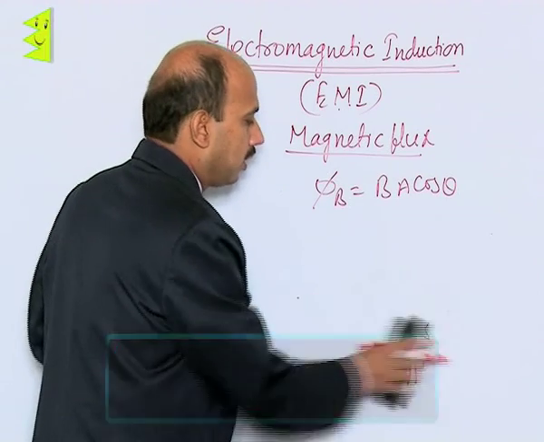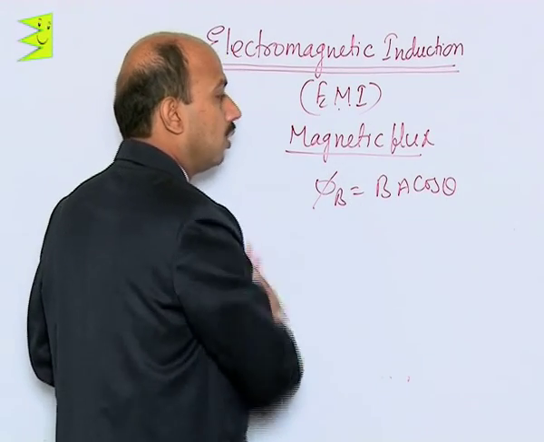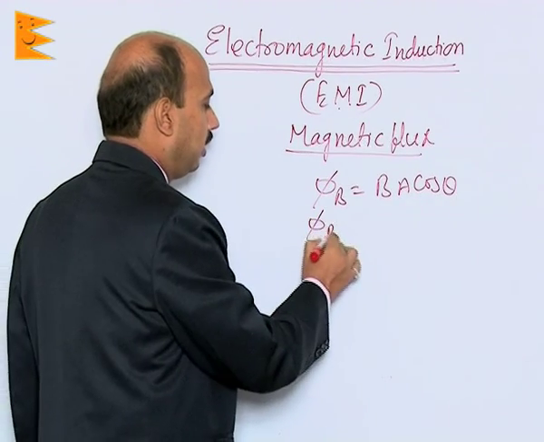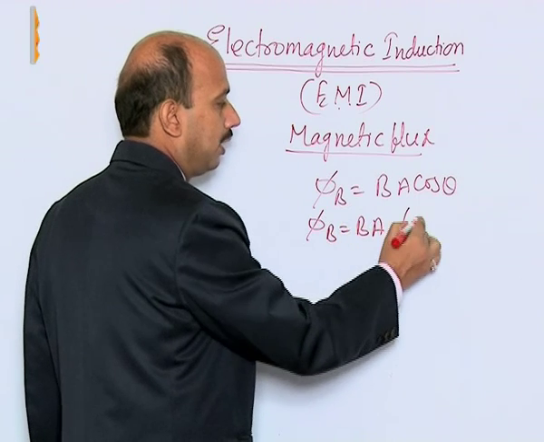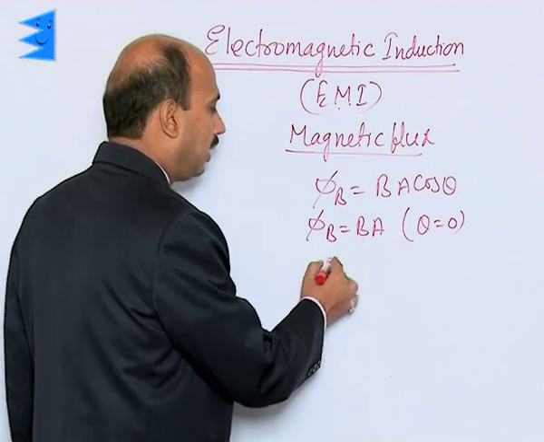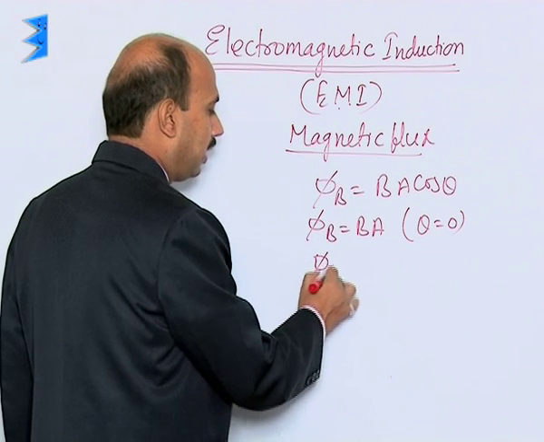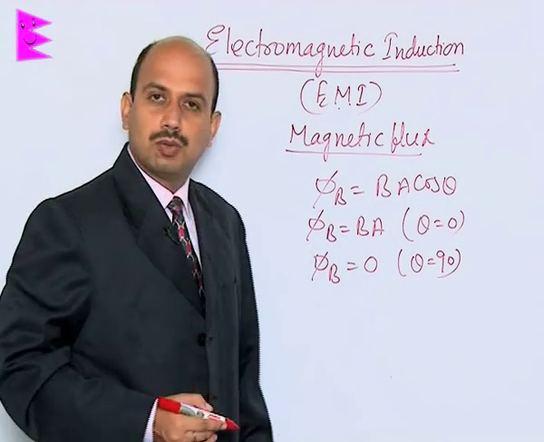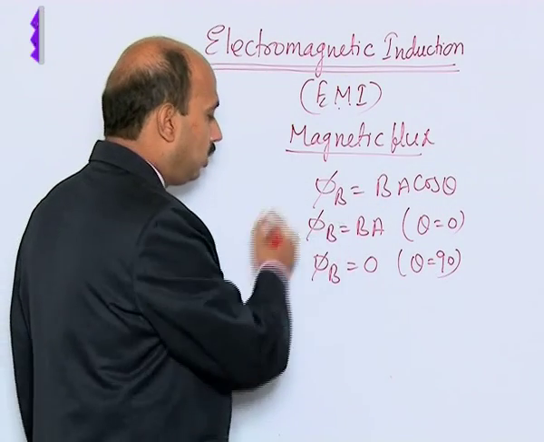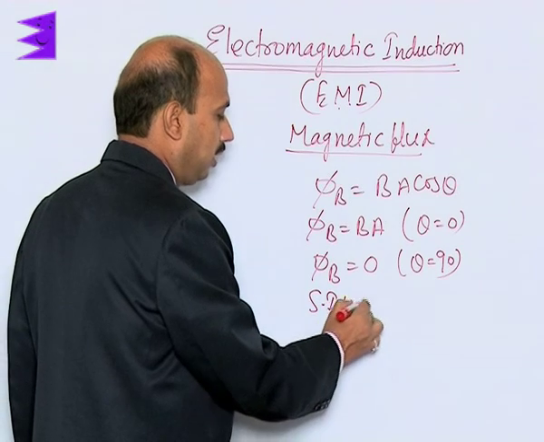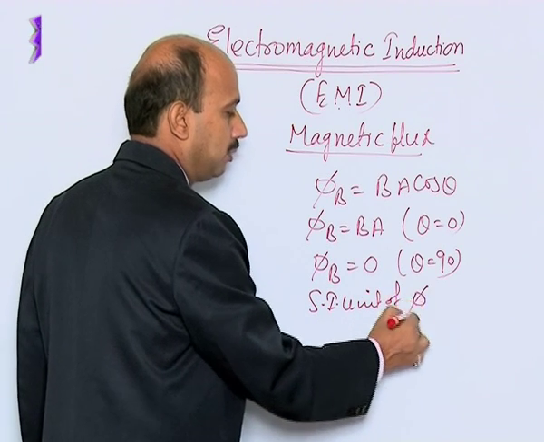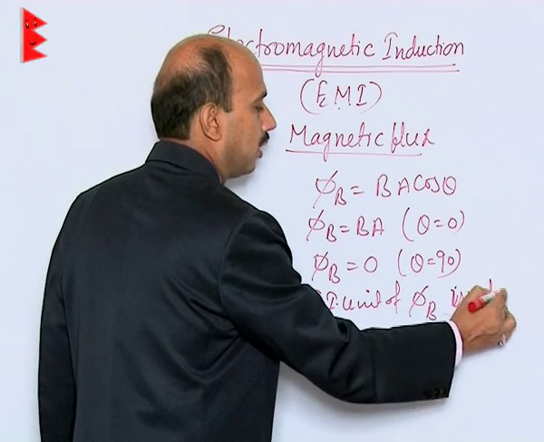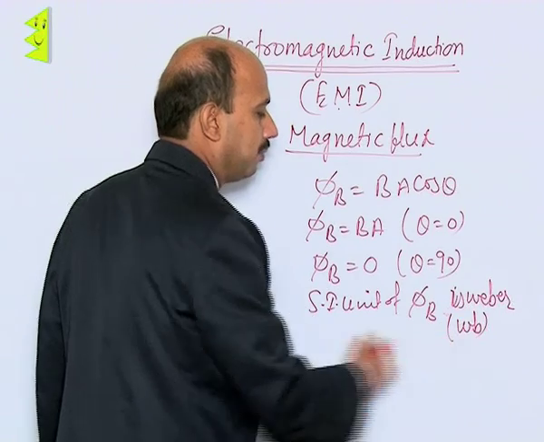Now, see here, if theta is equal to 0, the magnetic flux will be maximum, and that flux will be phi B is equal to B into A. If theta is 90, then we can write the magnetic flux is 0, because cos 90 is 0. And the SI unit of magnetic flux, that is phi B, is Weber, and it is represented by Wb.